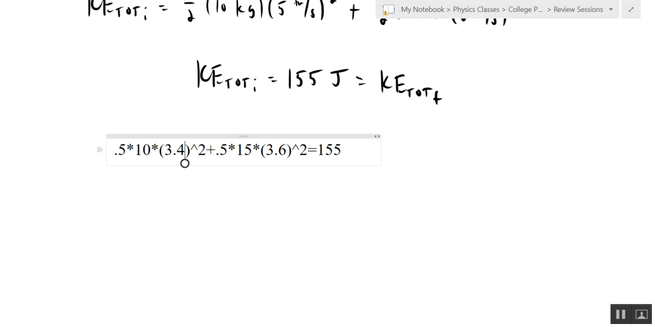Anyhow, the point is, if you did everything right, you should get the same kinetic energy before and after. So you don't have to recalculate it if you don't want to. In other words, if you already find the initial kinetic energy, it should be the same thing, right? That's the final kinetic energy. All right. Does that make sense?